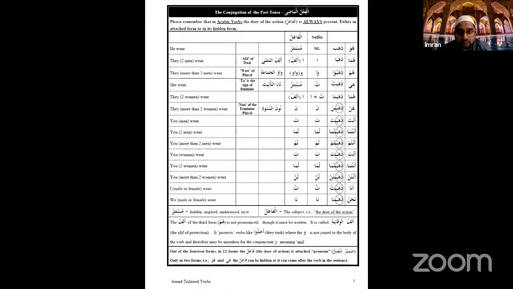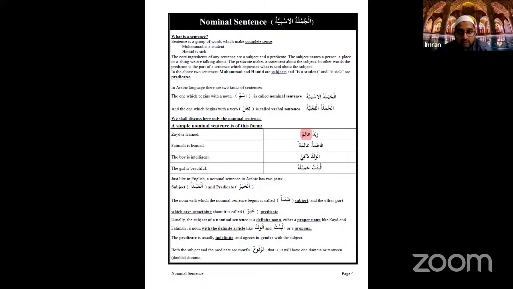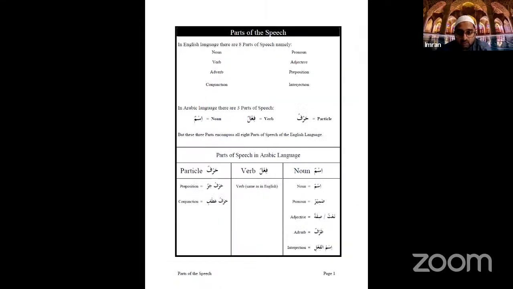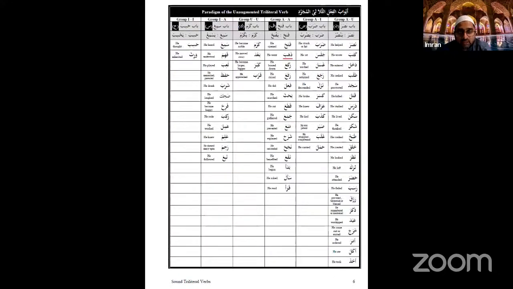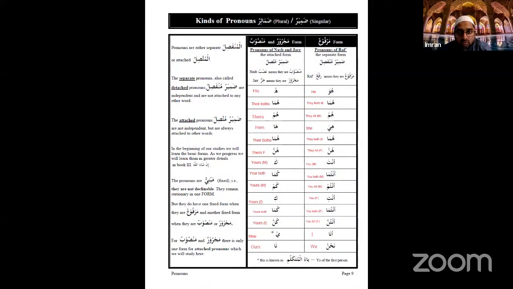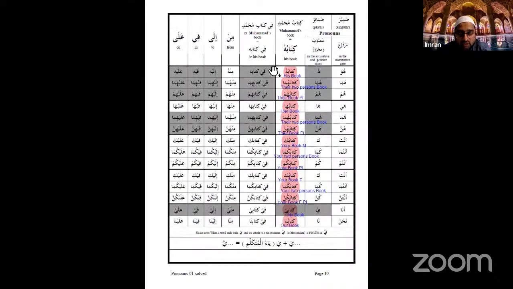Now, and then we have the other ones as well, which are these ones. The attached ones, so there are two types. There are detached pronouns and attached pronouns. These, as it says, are pronouns of raf, the separate form, dhamirun munfasilun, and then dhamirun muttasilun. So these are the ones. So look over here, Sister Shajina.